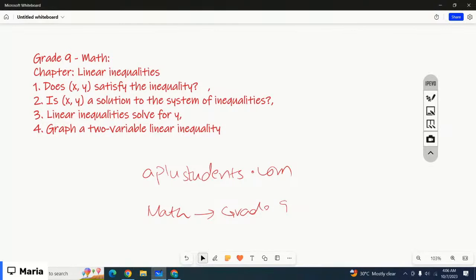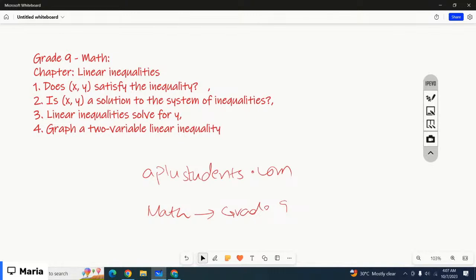We're going to start with the chapter linear inequality. The lessons we're going to cover today are: does (x, y) satisfy the inequality? Is (x, y) a solution of the system of inequality? Linear inequality solved for y, and graph a two variable linear inequality. Please make sure you have your notebook and pencil so that you can note down the important examples and definitions as well. So let's start with the first lesson.